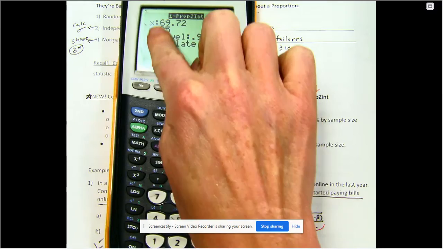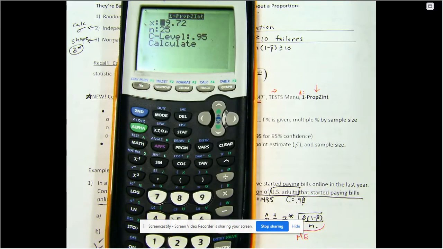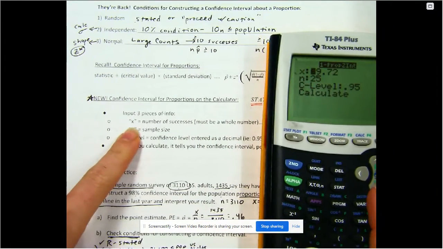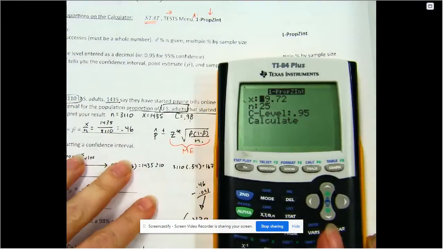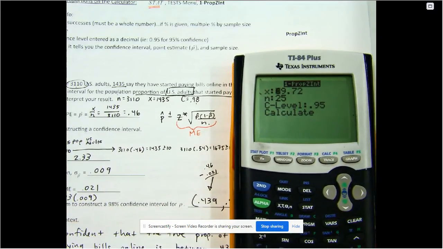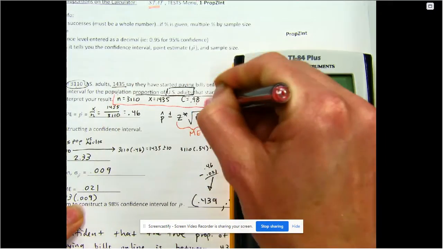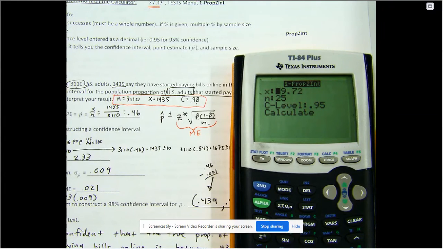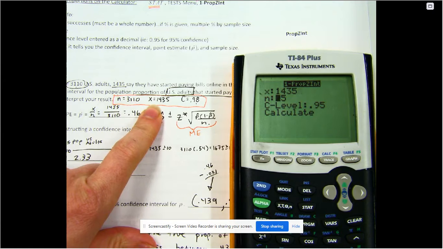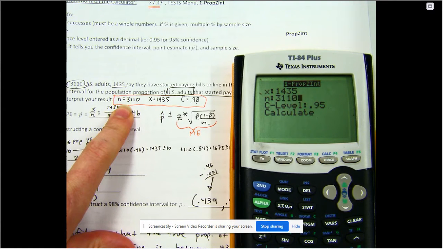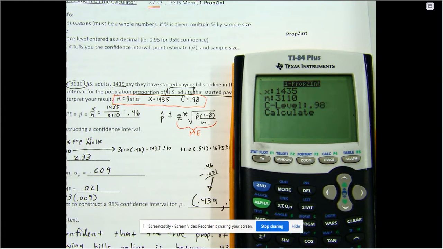And notice the things that they're asking you for, X, N, and C, which it does tell you right here in your notes. So X is the number of successes, N is your sample size, and C is your confidence level. So for this first problem, notice they actually give us all of those things. I don't have to do any extra work. So had I been doing it using my calculator function, I would simply type in for X is 1435. My N was 3,110, and my confidence level was 0.98. If you type in a whole number like 98%, it'll give you an error message. You have to record your C level as a decimal.